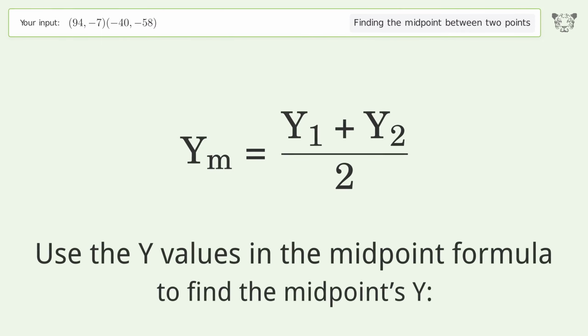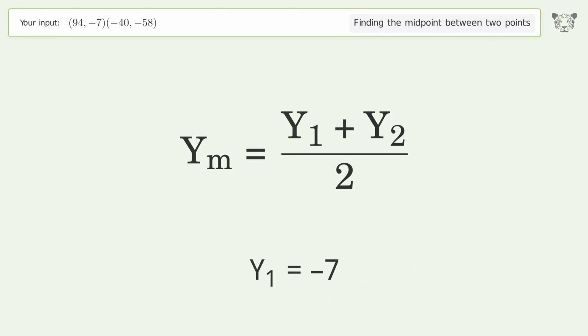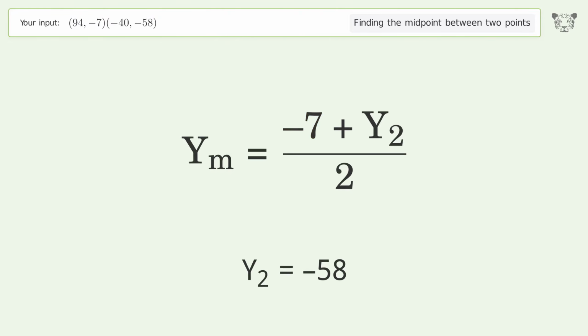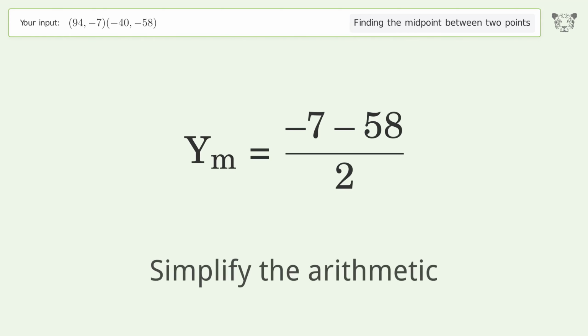Use the y values in the midpoint formula to find the midpoint's y. y1 equals negative 7. y2 equals negative 58. Simplify the arithmetic.